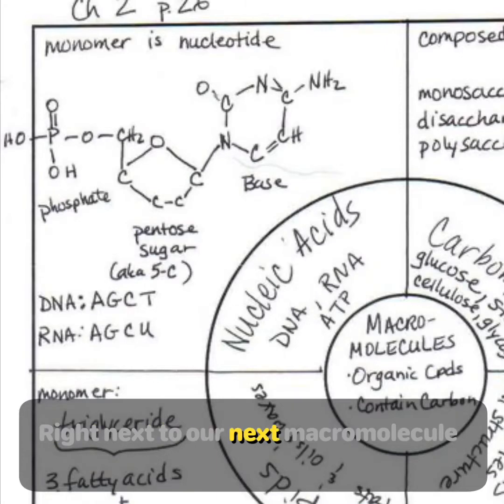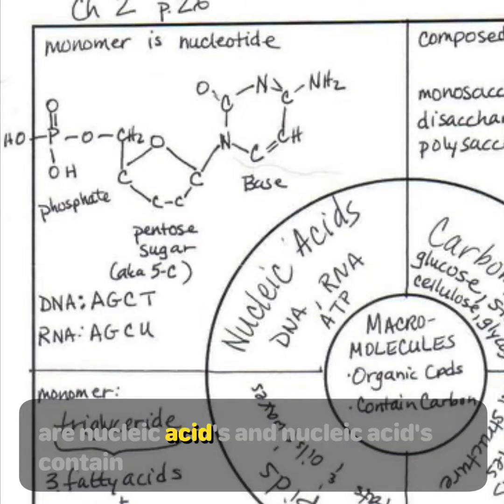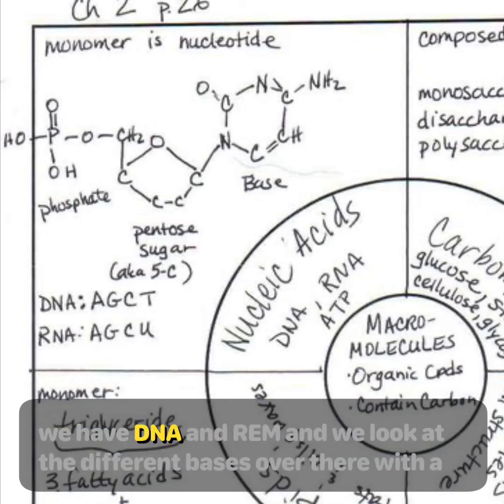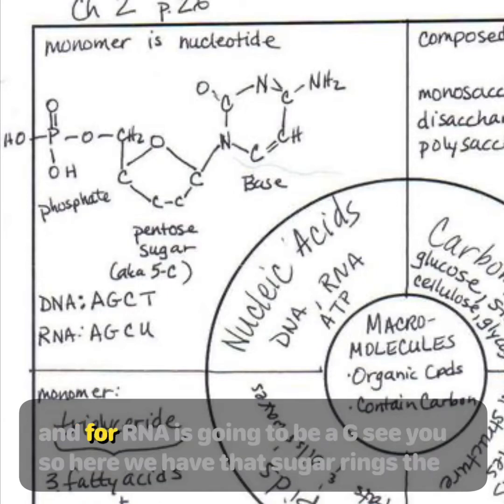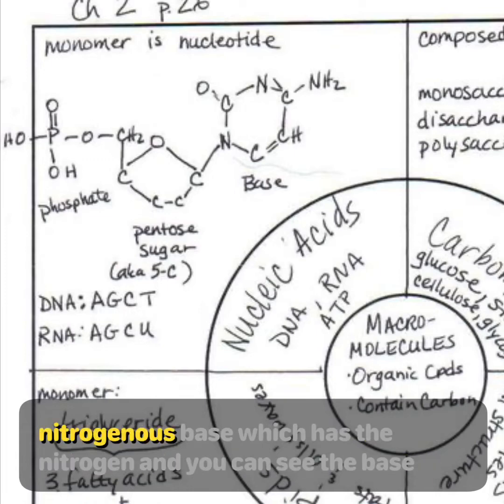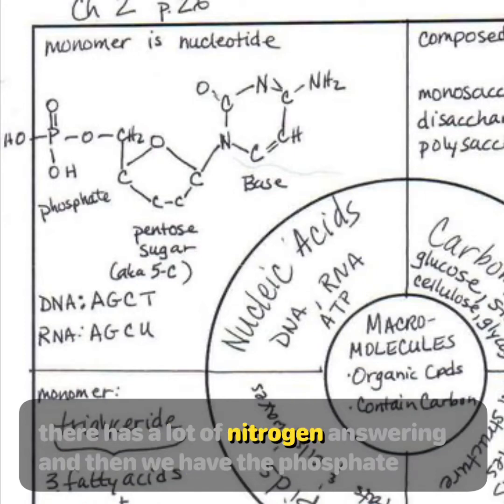All right, our next macromolecule are nucleic acids. And nucleic acids contain carbon, hydrogen, oxygen, nitrogen, and phosphorus. We have DNA and RNA, and we look at the different bases over there with the A, G, C, T for DNA. And for RNA, it's going to be A, G, C, U. So here we have the sugar rings, the nitrogenous base, which has the nitrogen in it. You can see the base there has a lot of nitrogen in its ring. And then we have the phosphate backbone.